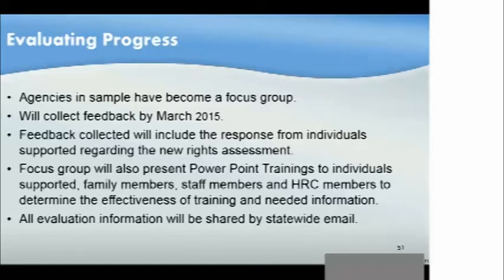And certainly I'm hoping that I will get responses from individuals supported regarding that rights assessment. And, of course, the individual rights training tools, because it is training for them as well. So the focus group will present all of these training tools and use the assessment, and all the evaluation information that I get, I will share with you. Right now, we are looking at statewide email. There may be another way. Eventually, it could be posting responses on our website. We're still working on that. But you will get that information about those responses from the agencies in the focus group.